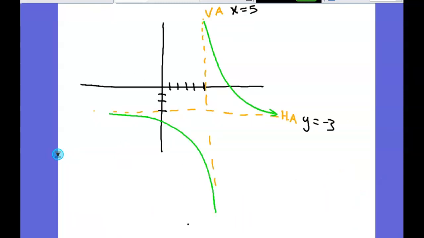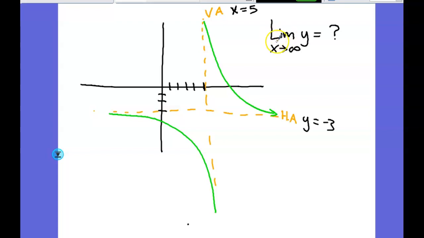Okay, so now I don't want you guys to write this. I would like you guys just to watch. So we have here a graph of one. As you can see, it's got a vertical asymptote here at 5. It's got a horizontal asymptote here at -3. So now I want to draw to your guys' memory something here.